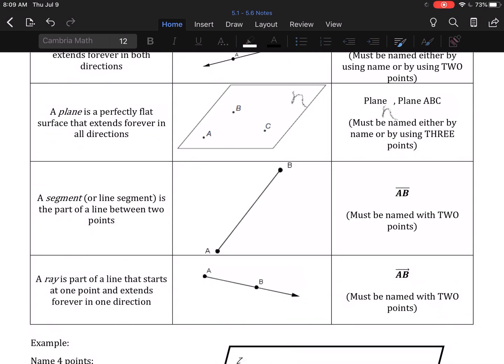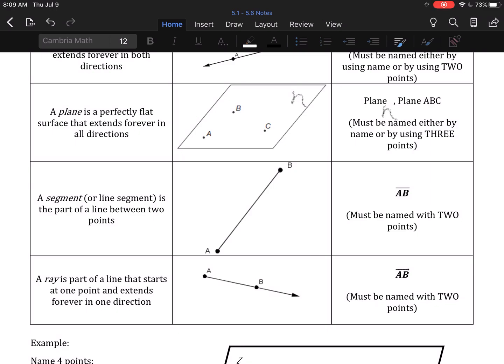A ray is part of a line that has 1 end point and extends forever in one direction. So a ray will have 1 arrow. We name rays with 2 points. This is ray AB, and you can see in the column the shorthand notation for it. Ray BA is not the same thing. Ray BA starts at B and travels through A.